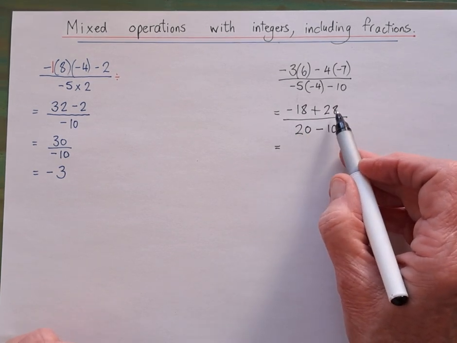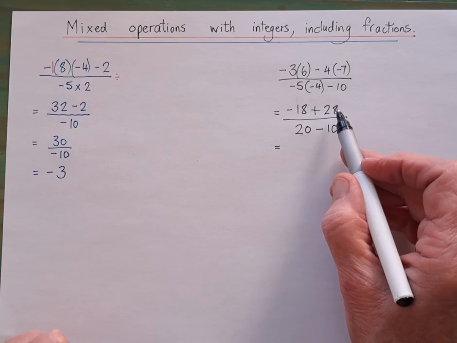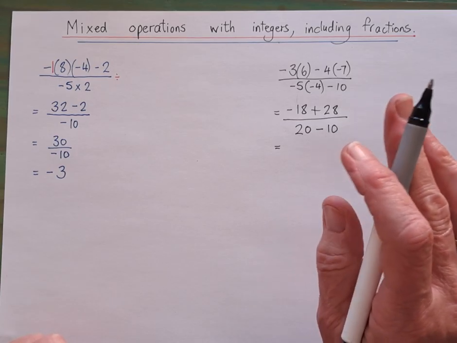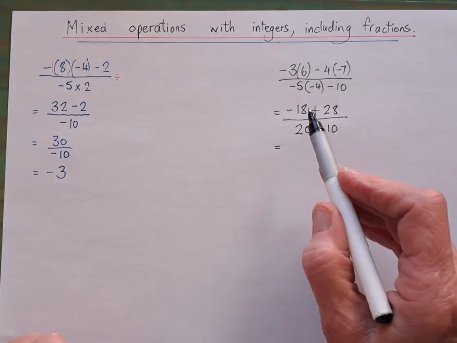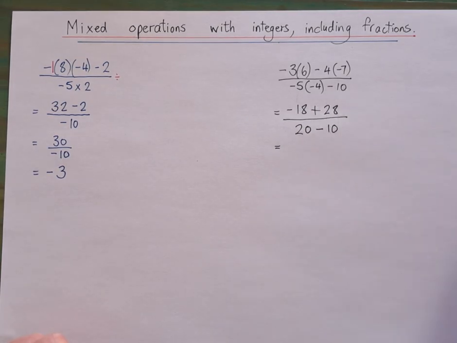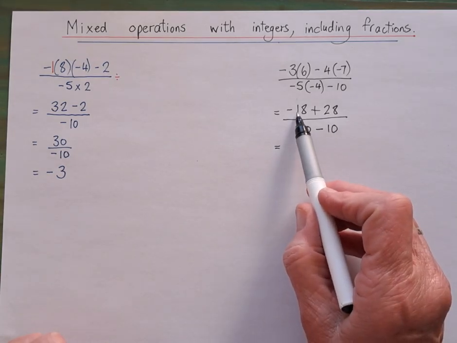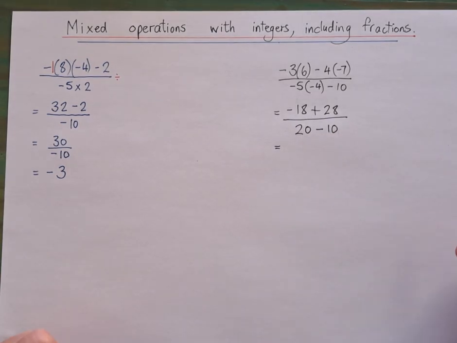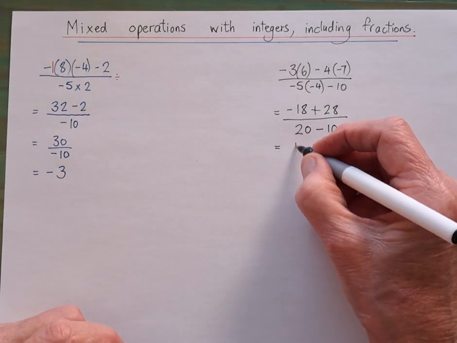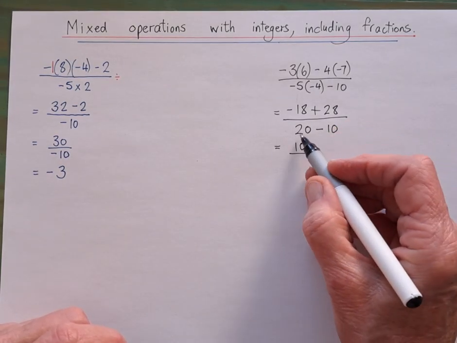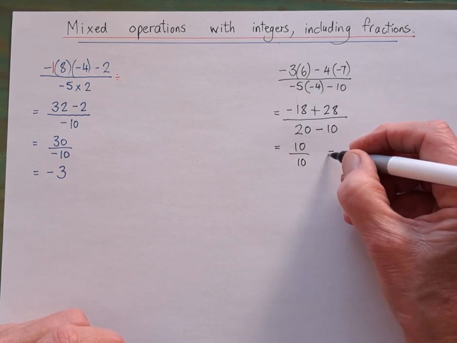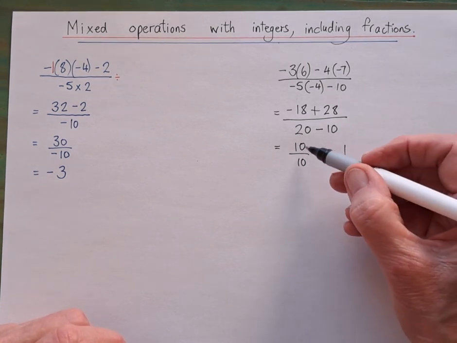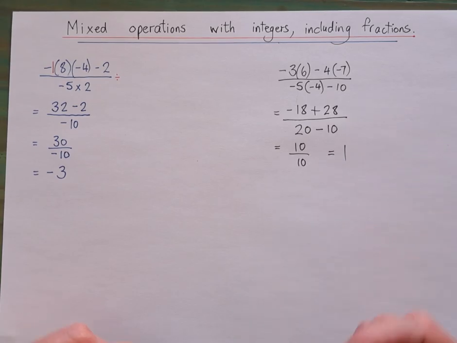Negative 18 plus 28. If you've forgotten how to do that, go back to the second and third episodes to see the trick. Negative 18 jumping to the right hand side, so I'm going to take 18 jumps to get to 0. How many jumps do I have left over after that? I'll have 10 jumps left. And 20 minus 10 is 10, and anything over itself is equal to 1, simply because it means 10 divided by 10, which is going to give us 1.